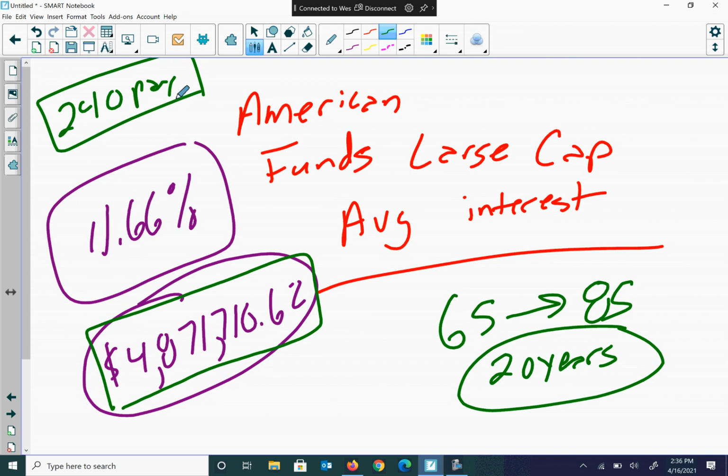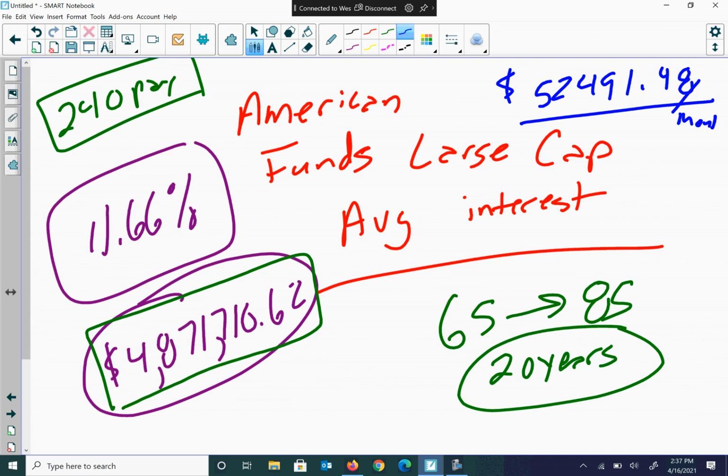I want a future value to be zero. I'm trying to get 12 payments per year. In order for you to deplete your fund, you would get this per month for 20 years. Are you okay getting $52,000 a month? Think about that. 52,491. Times 12 comes out to roughly $630,000 a year that you get to live off on your retirement.